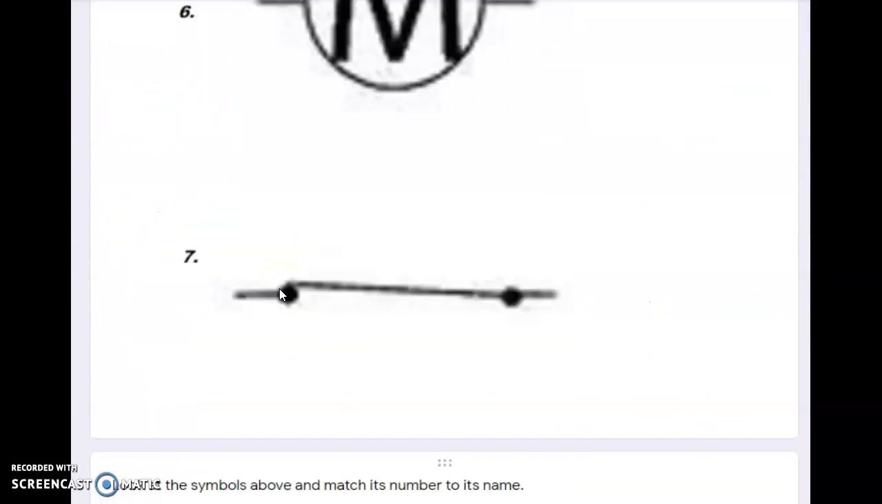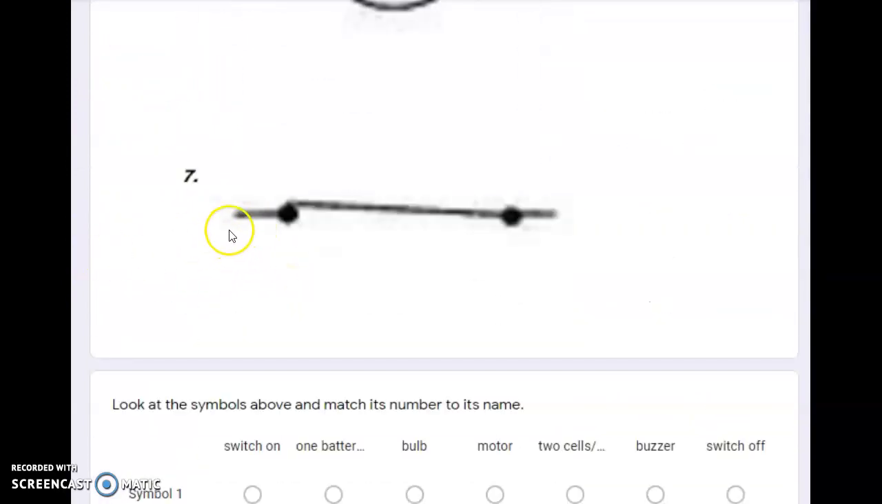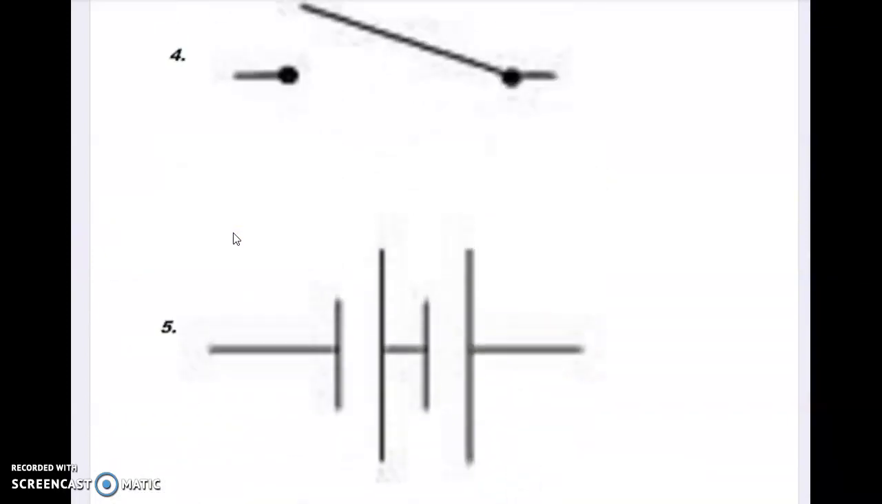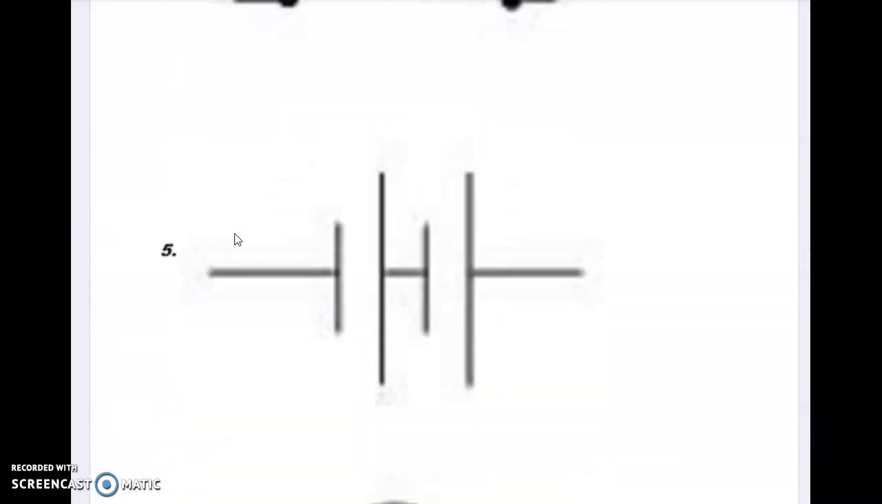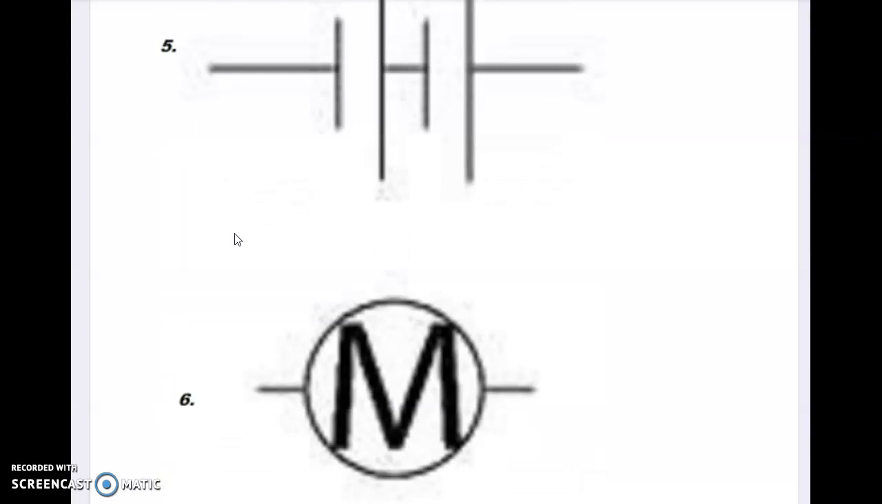For your task, the teacher will just say what is symbol 1, what is symbol 2, until 7. Okay, so you're just going to type it.